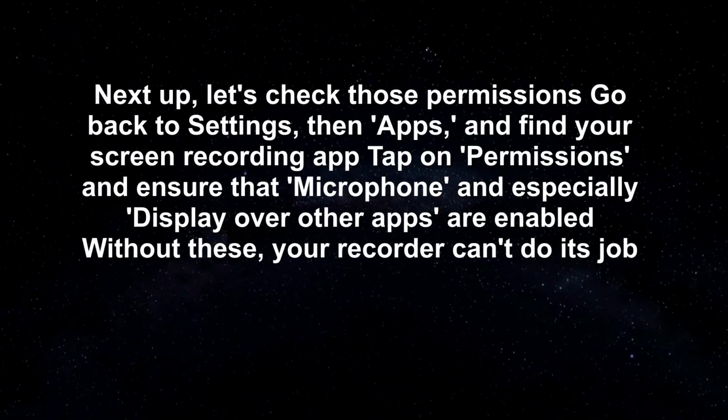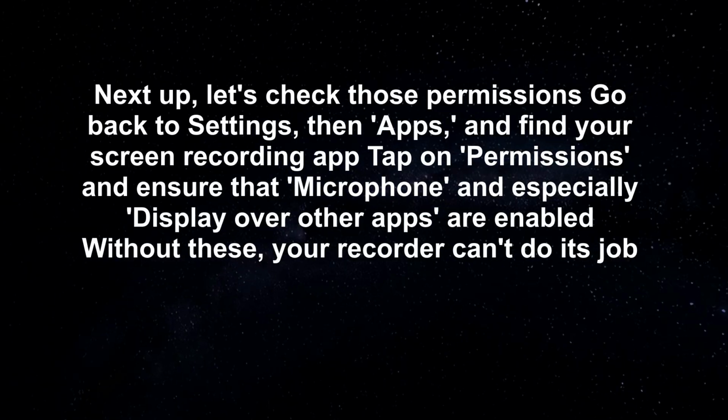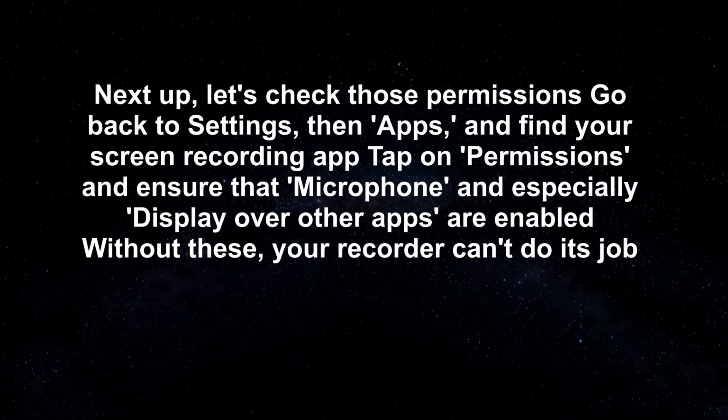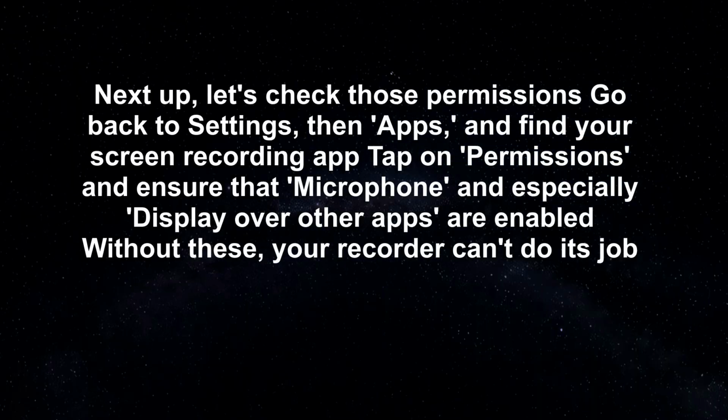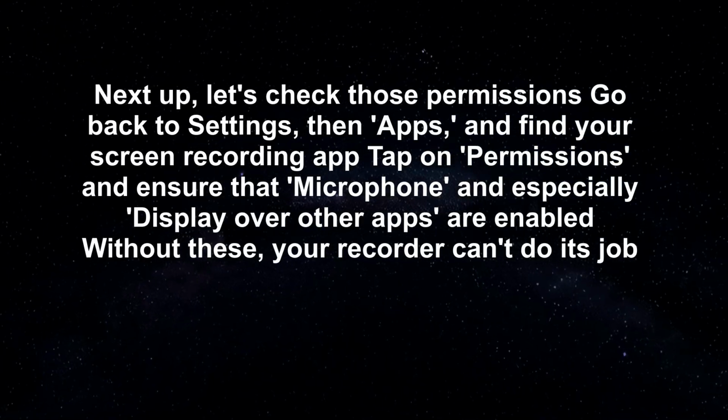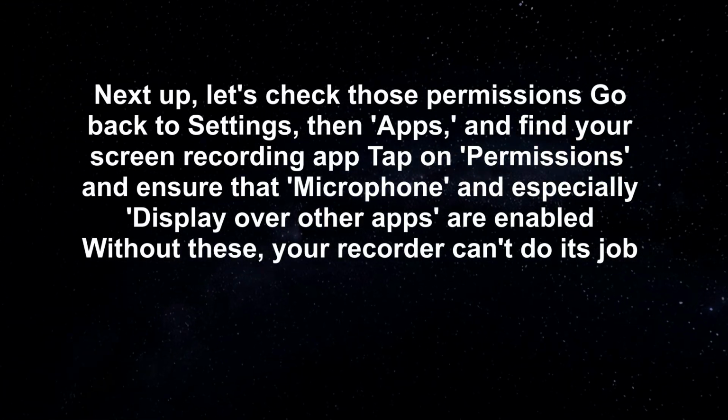Next up, let's check those permissions. Go back to Settings, then Apps, and find your screen recording app. Tap on Permissions and ensure that microphone and especially display over other apps are enabled. Without these, your recorder can't do its job.